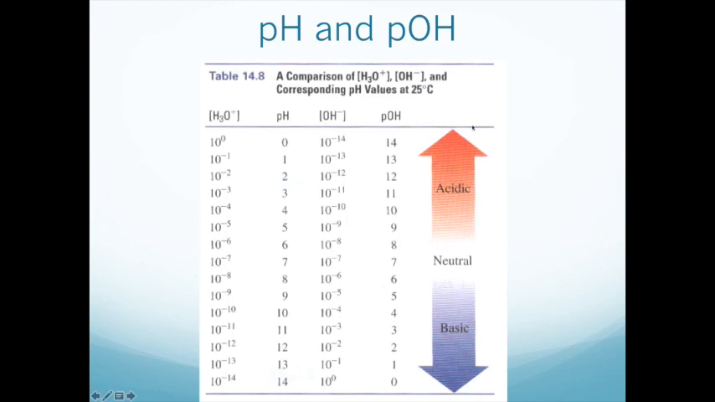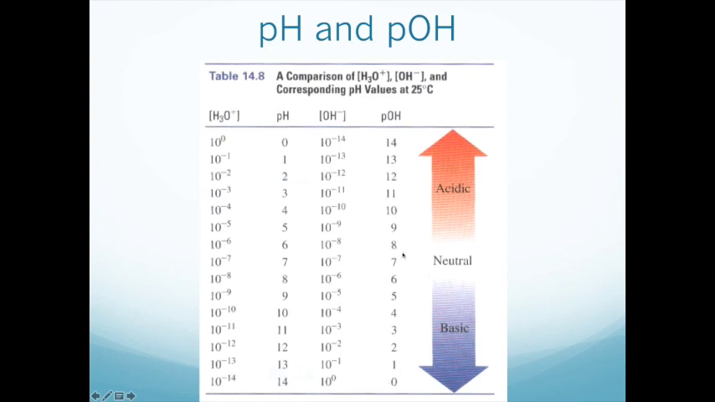This is a scale that just shows pictorially the increases and decreases of various quantities in acidic and basic solutions. So H3O plus concentration starting at 10 to the 0, or 1 molar, has a pH of 0, a pOH of 14, and an OH minus concentration of 10 to the minus 14. And as you increase in pH, the concentration of H3O plus goes down and the concentration of OH minus goes up, until you reach pH 14, which has an H3O plus concentration of 10 to the minus 14, an OH minus concentration of 1 molar, and a pOH of 0.